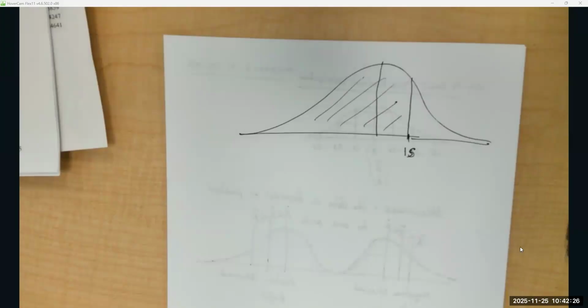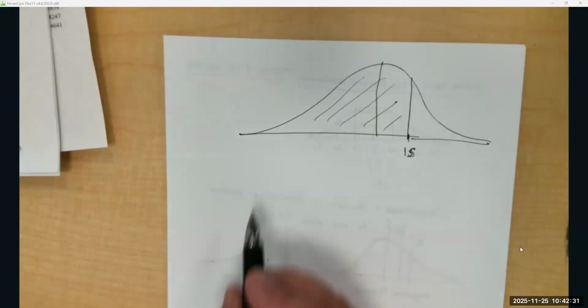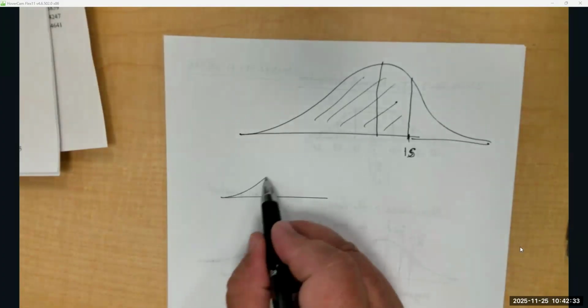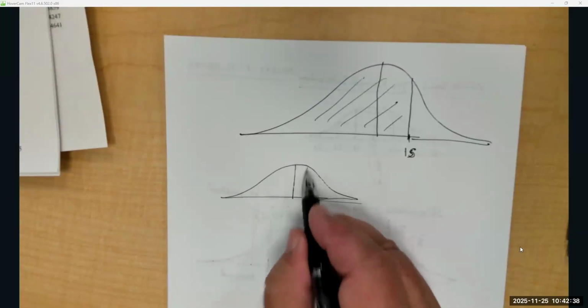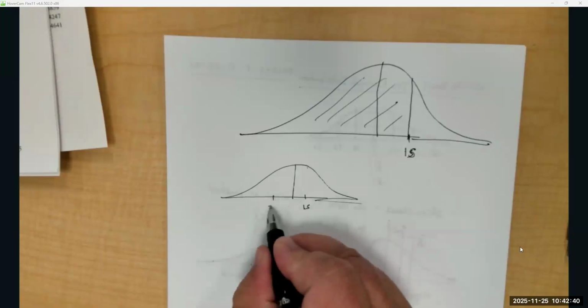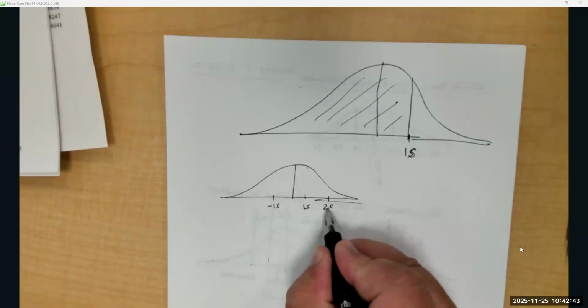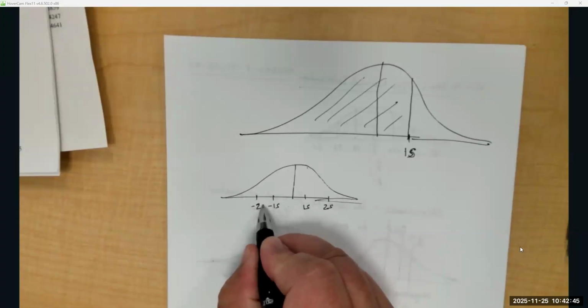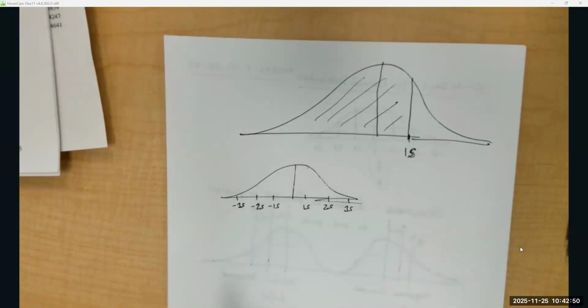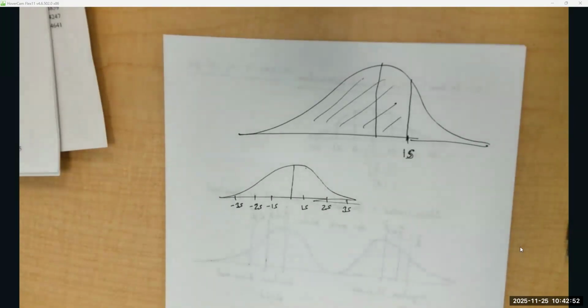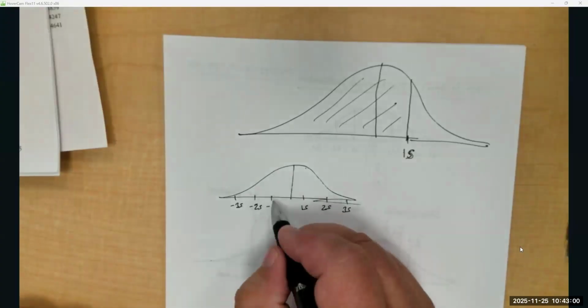Well, what do we know so far about bell curves? How many standard deviations are there in a bell curve? You have one standard deviation on both sides. You have two standard deviations on both sides. You have three standard deviations on both sides. Okay, what do we know about these standard deviations? What do we know about one standard deviation?